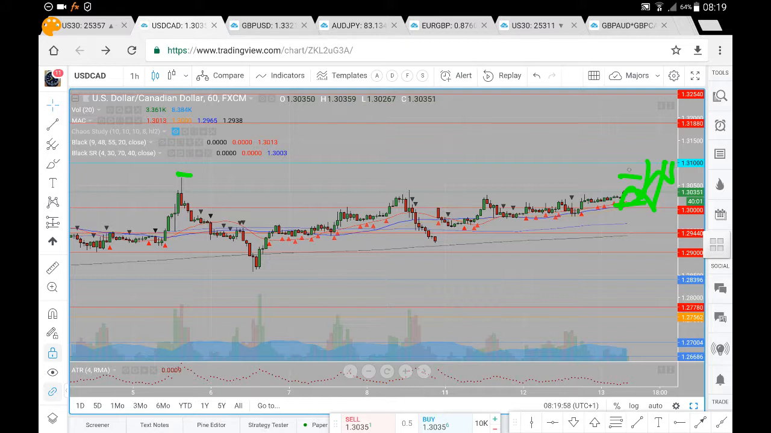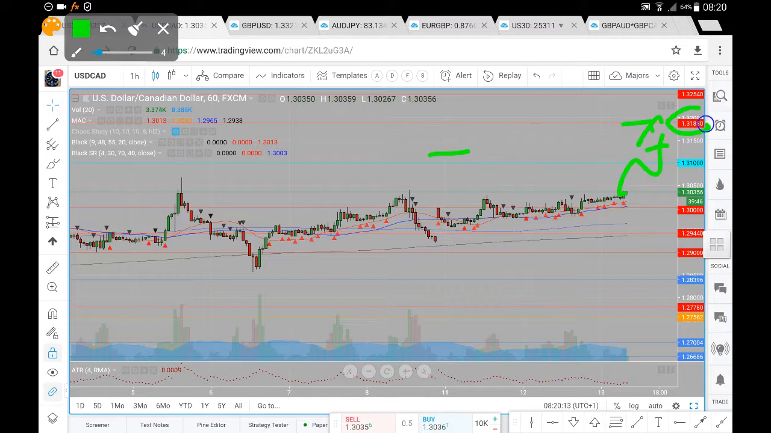So if we can break and hold above the 130.50, we're then looking to see how price reacts around the 131, and if we do see sufficient volatility to the upside beyond the 131, the very next level of note beyond the 131.20, our previous highs of 2018, would be a move up towards that 131.88 here on the US dollar CAD.